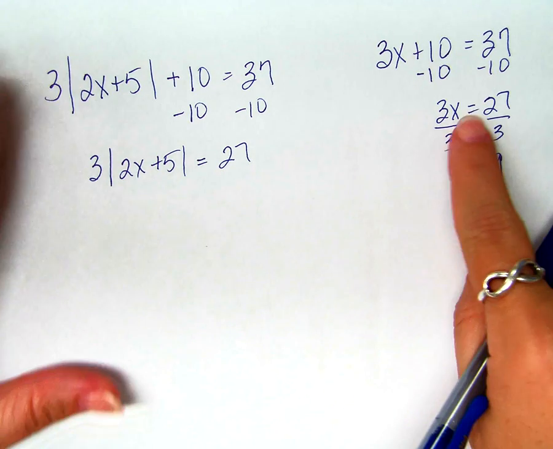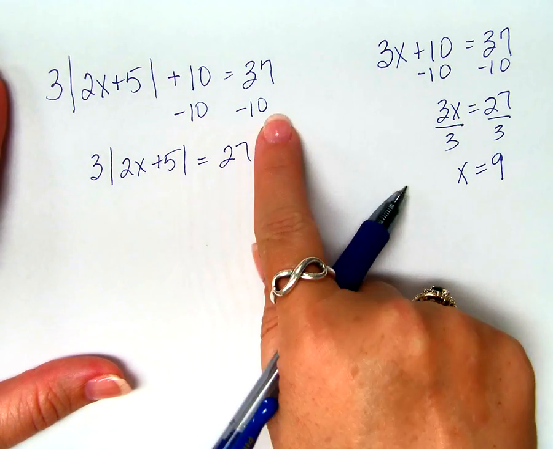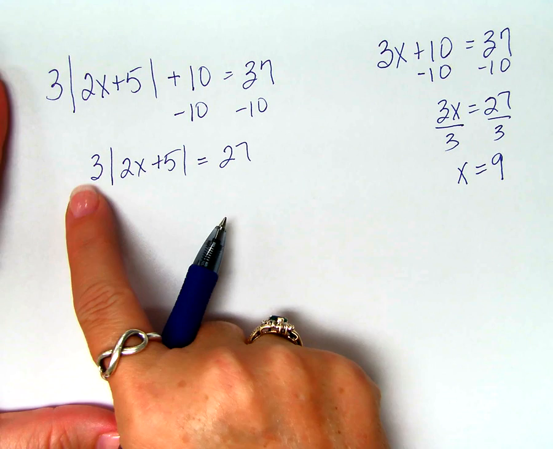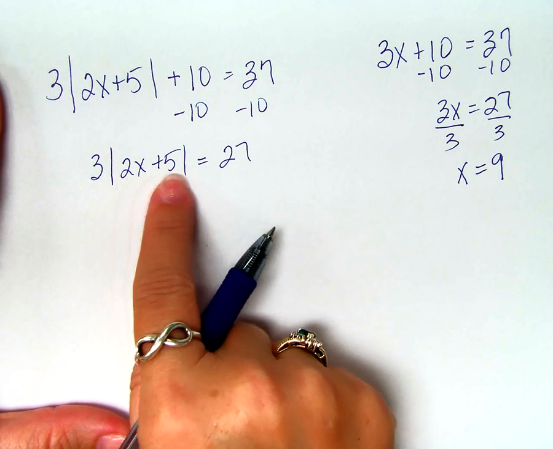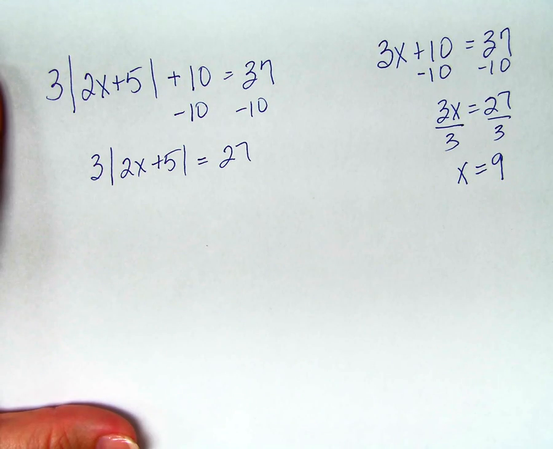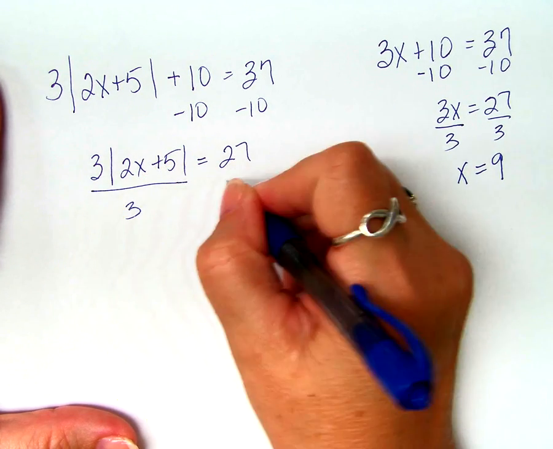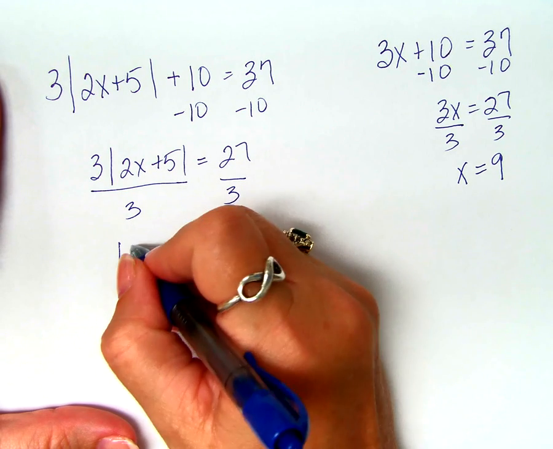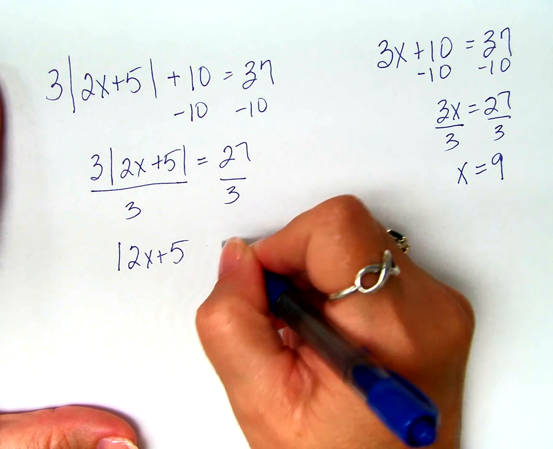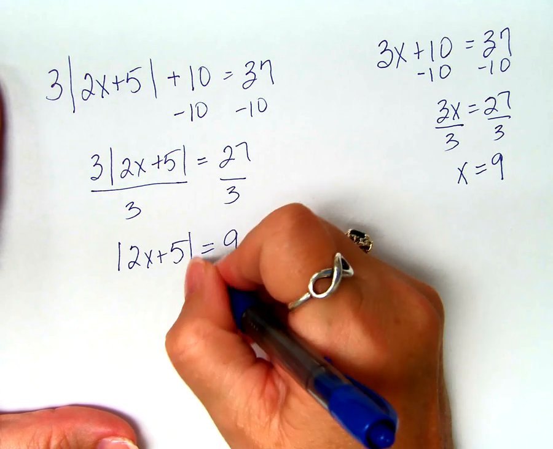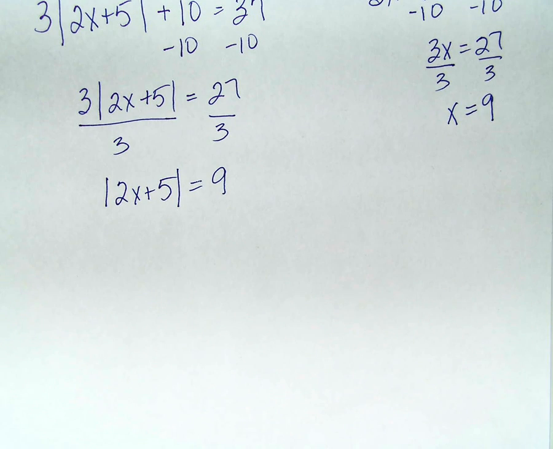So right now, we do kind of like we did over here. We subtracted the 10 first. Now, if our goal is to isolate the absolute value, we have to get rid of that 3. So if I divide both sides by 3, I have the absolute value of 2x plus 5 equals 9. Oops, there we go. Now that my absolute value is isolated, what do I do next?